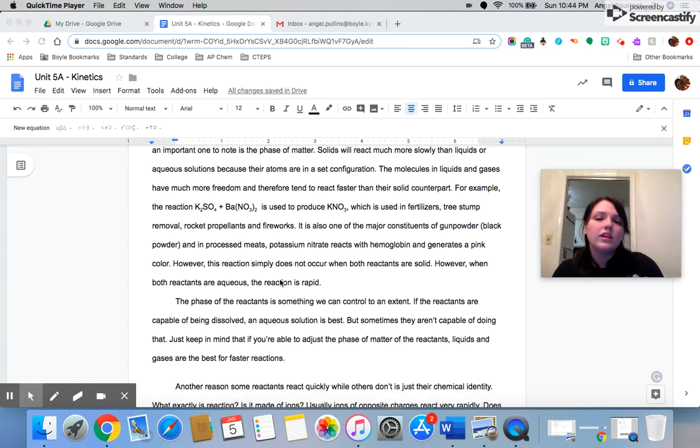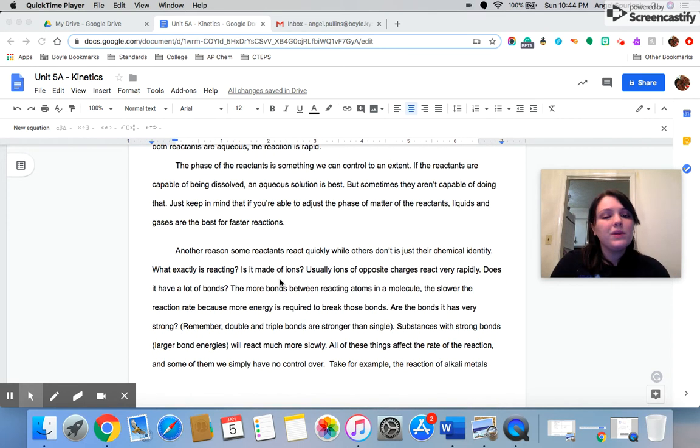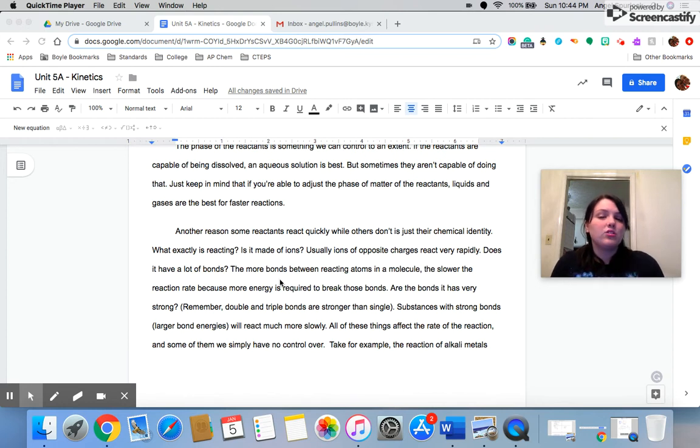Now, that is something that we can control to an extent. Not everything can dissolve, and so you can't turn everything into an aqueous solution to make it move better. And some things burn instead of melt, and so not everything is going to be able to get turned into a liquid or a gas. So just know that when you can change the phase of a reaction, solids are going to react slower than liquids or gases.